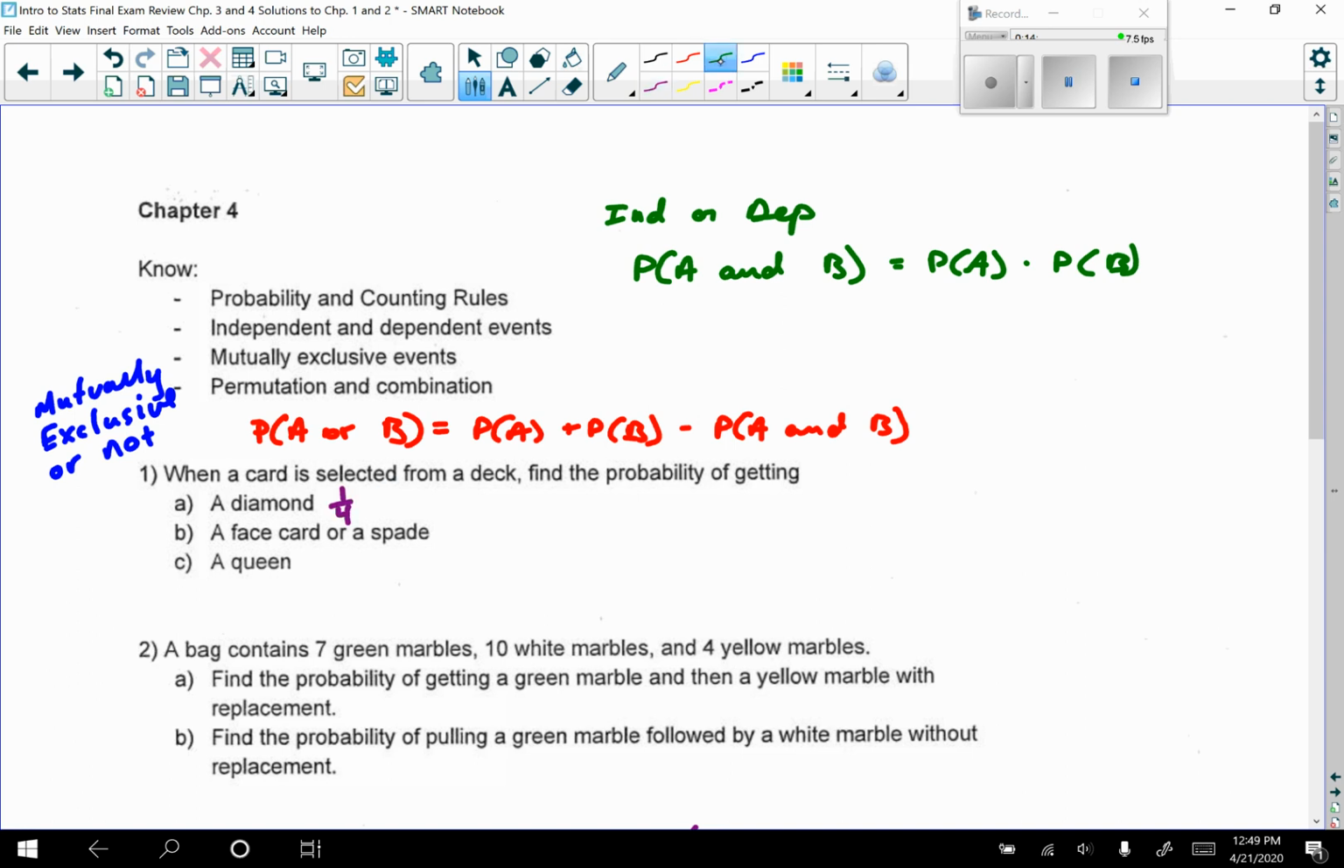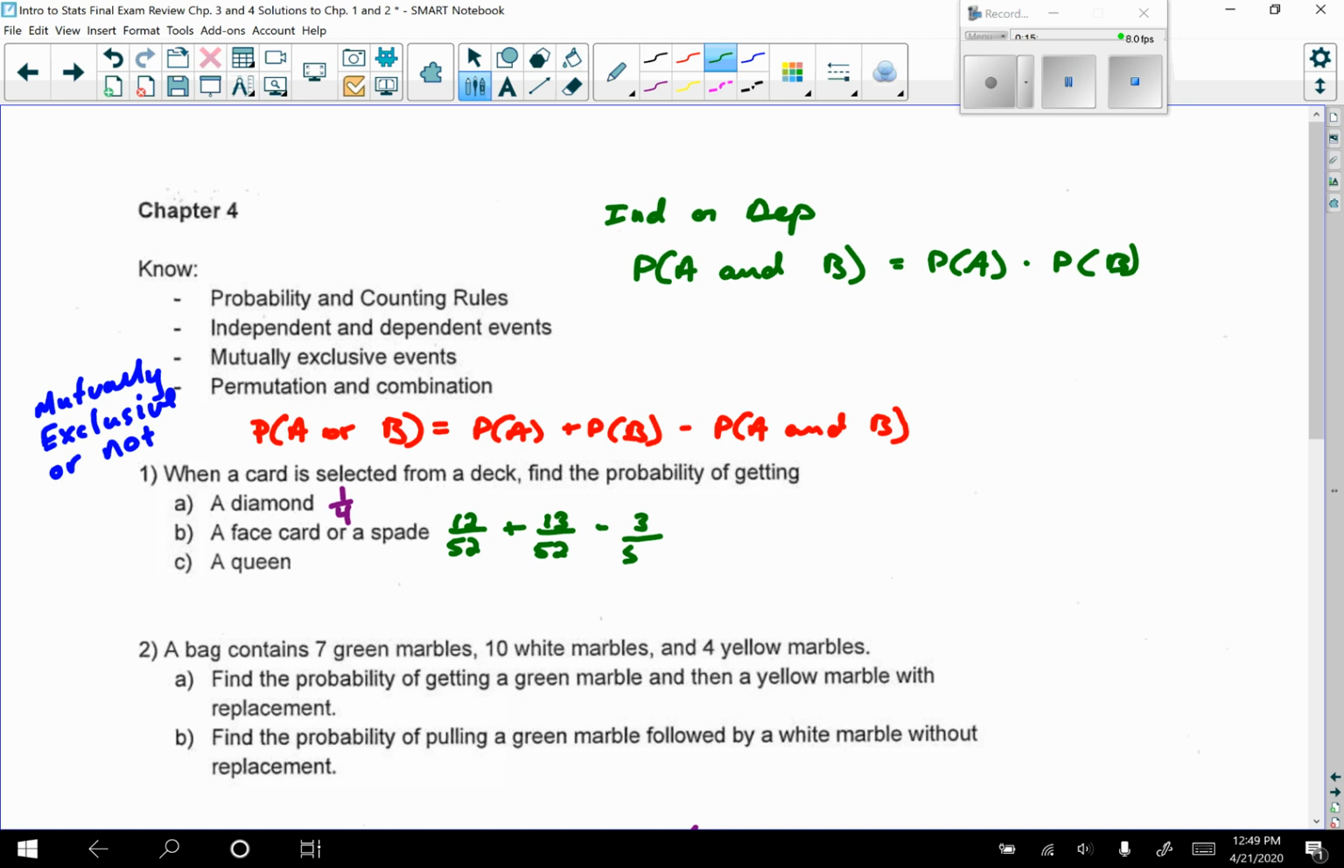For B, we're getting a face card or a spade. If we count, remember, face cards are only jacks, queens, and kings, so we have 3 per suit. So we have 12 face cards out of the deck, plus a spade is going to be 13, or 1/4 of it. But then we have to subtract. We already counted all the spade face cards in this 12, so we need to subtract the 3 spades we already counted, or we're counting them twice.